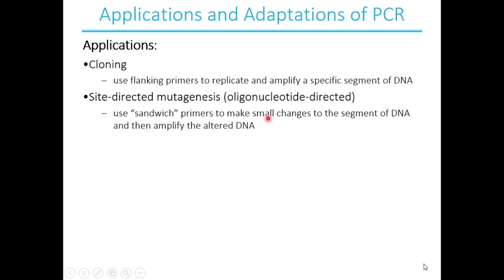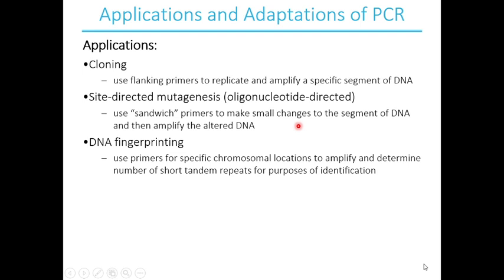In this method, specifically, one uses sandwich primers to make small changes to the segment of DNA and then amplify the altered DNA. Briefly, the site-directed mutagenesis technique is used if one wants to mutate an amino acid in a protein of one's choice. And the way one does that is by mutating a codon in the DNA that translates the protein.